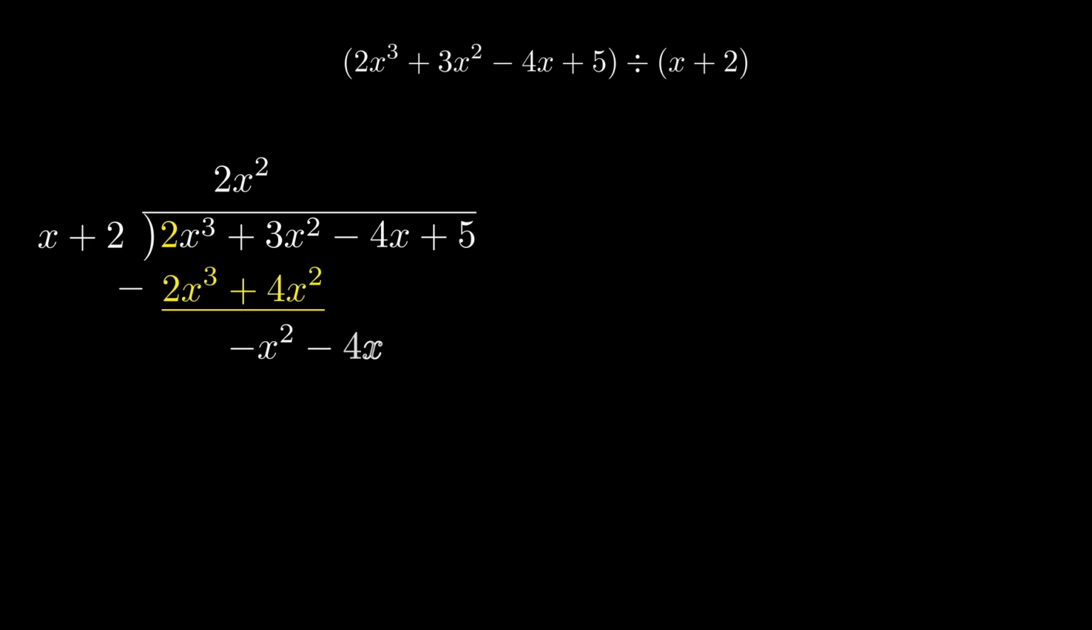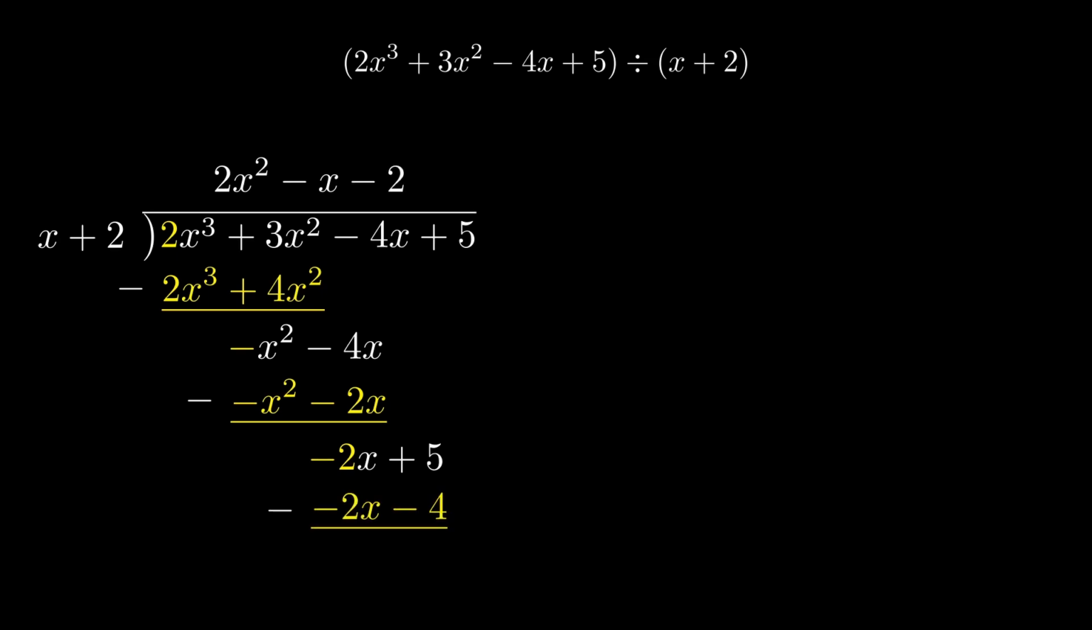And when we subtract that from 3x squared of the dividend, we obtain minus x squared. Next, we know we need to multiply the divisor with minus x. Notice how the second term becomes minus 2x, and we get minus 2x on subtraction from minus 4x, and that decides what the next term of the quotient is going to become. Based on this observation, the synthetic division method works.